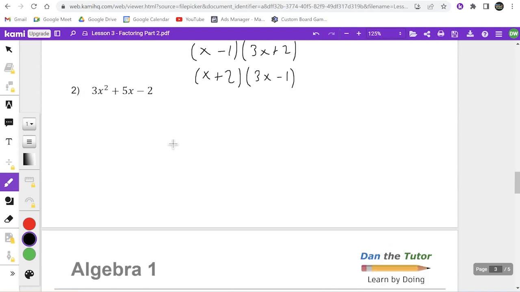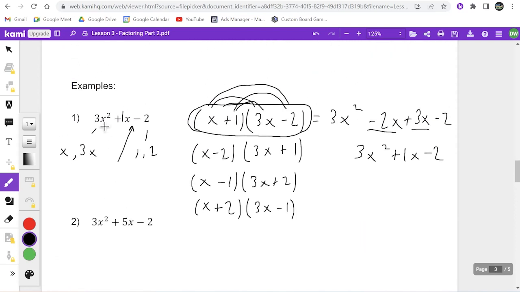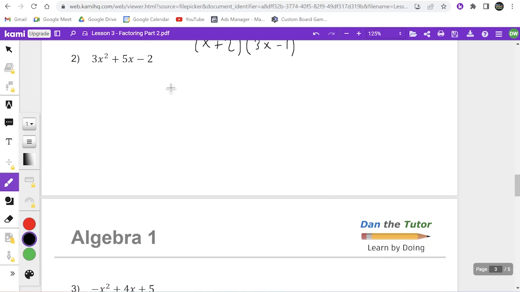Okay, so let's do number 2. Number 2, we have 3x squared plus 5x minus 2. As a matter of fact, if you look here, it's the exact same first term and last term. In other words, listing out the factors of 2, I've got 1 and 2. Listing out the factors of 3x squared, remember I'm going to say 1x and 3x. And again, that order doesn't really matter. And the funny thing is, the 4 options that we can have are the exact same 4 options that we just had a minute ago.